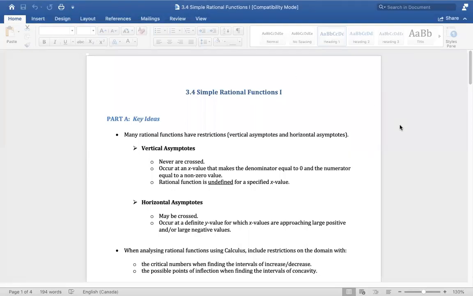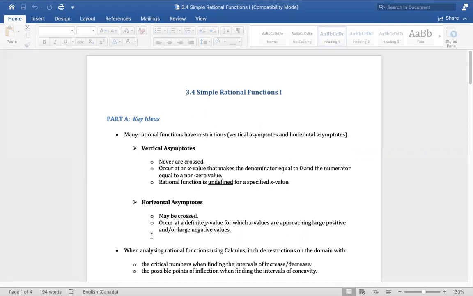So far we've looked at chapter 3: 3.1, 3.2, 3.3, and then we put it all together, remember, in 3.5. We've been working with polynomial functions. Now we're backtracking to 3.4, because we're looking at rational functions. And remember, many rational functions have restrictions, because we're working with fractions and the denominator cannot be 0.